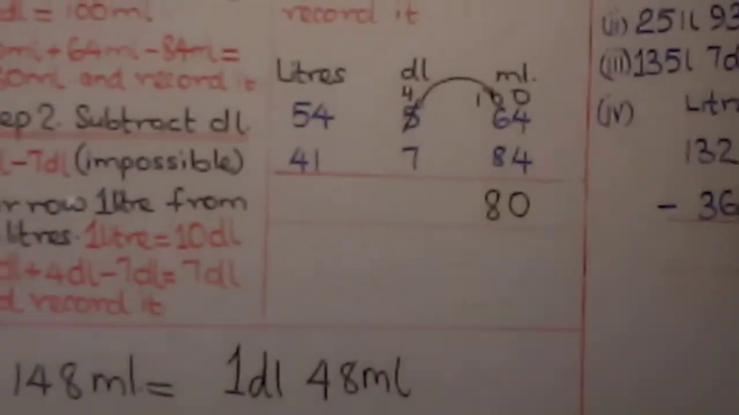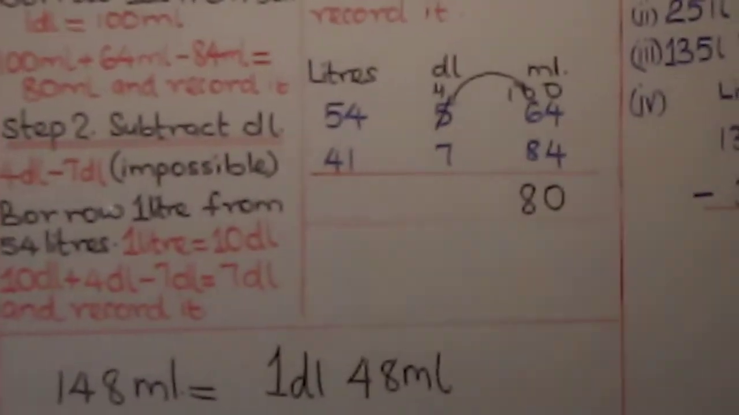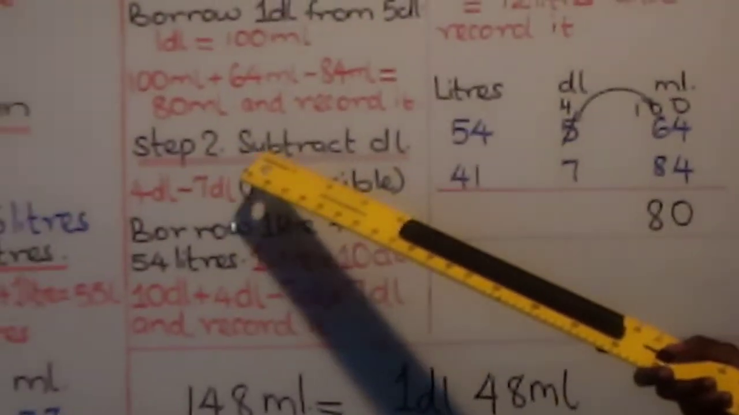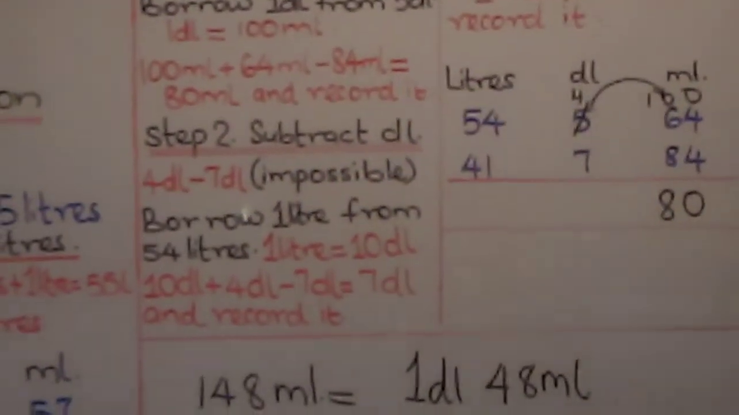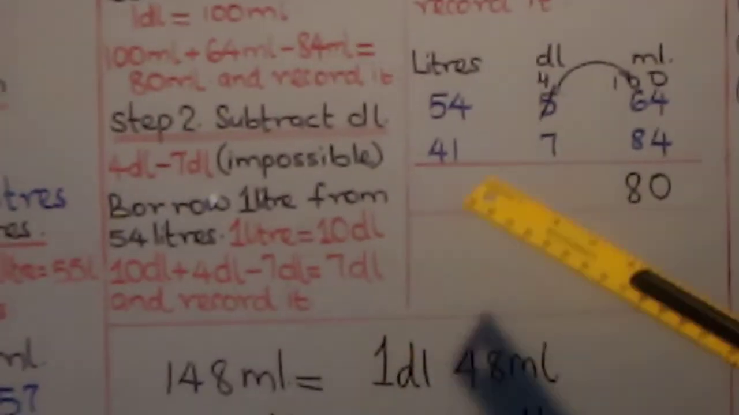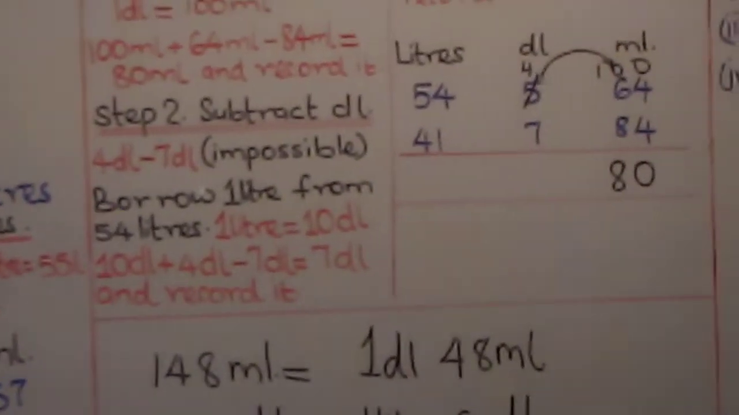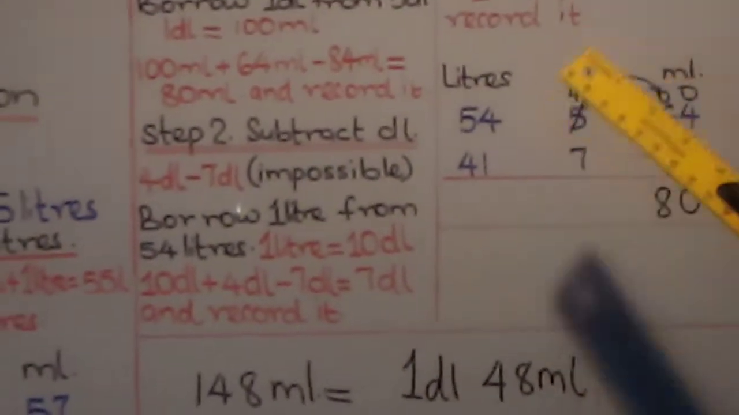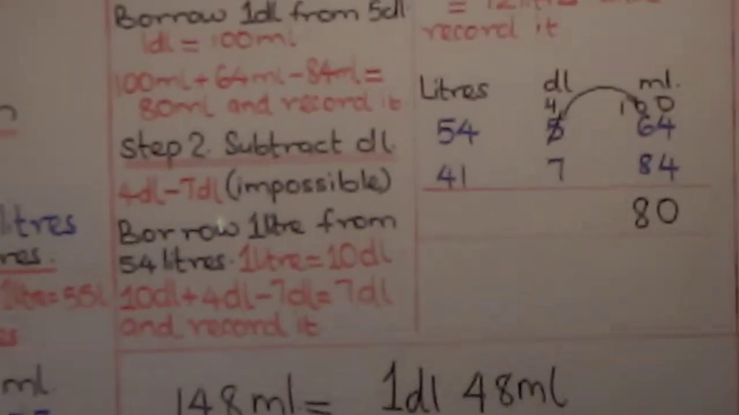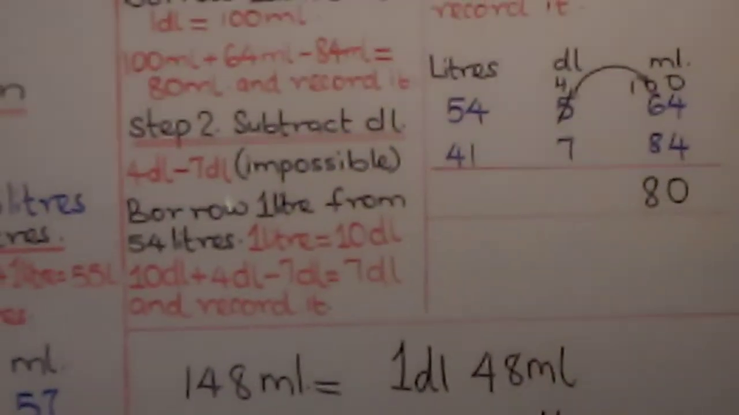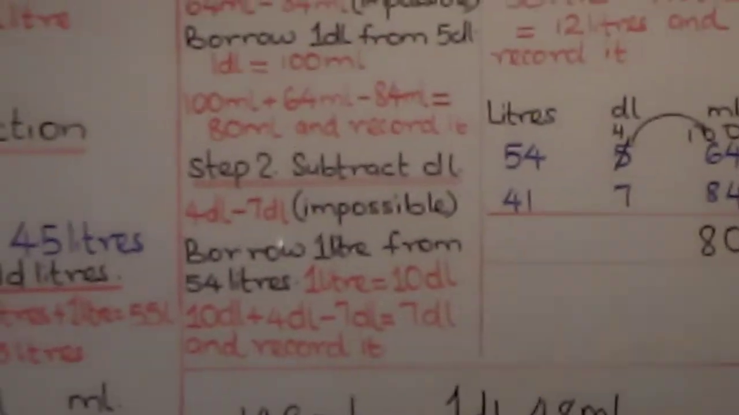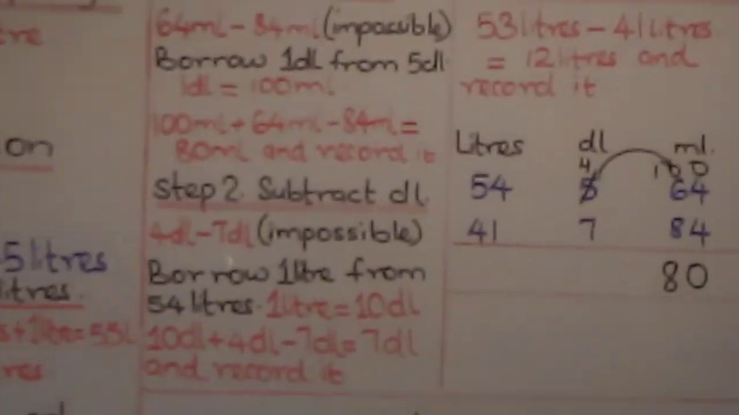Step number 2, boys and girls. Step number 2, subtract the deciliters. Again, we have 4 deciliters minus 7 deciliters. It is impossible. And then what are we going to do? We keep wondering what to do.